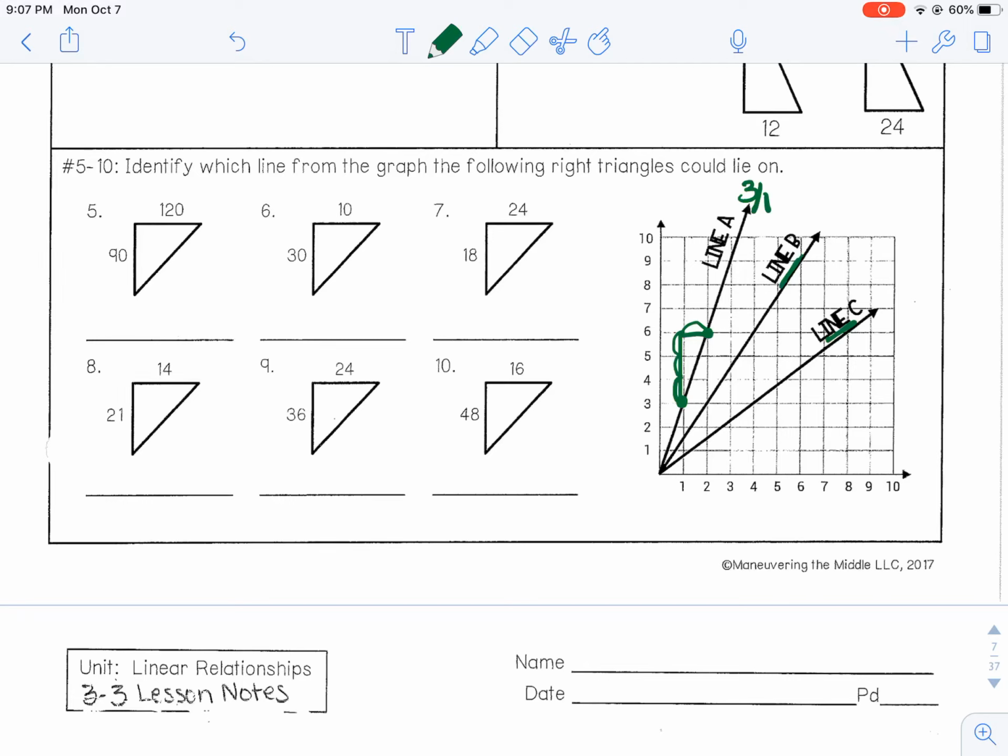Okay, and then what I would do is I would do your rise over run on these little guys over here. So number 5 would be 90 over 120. I'd simplify that, and it should match up with the slope for line A, line B, or line C.